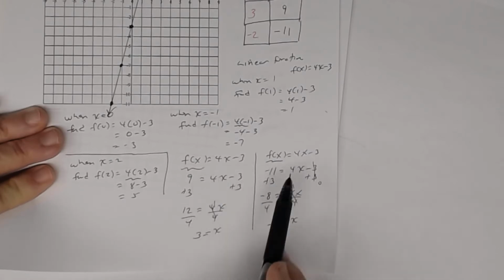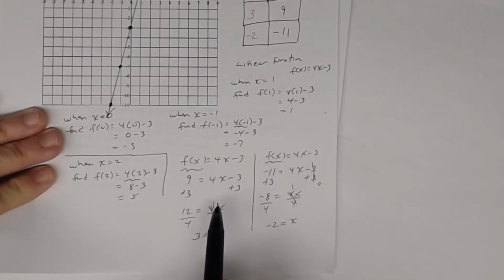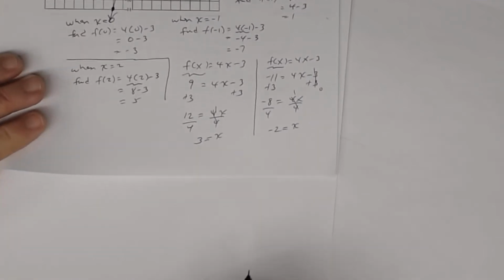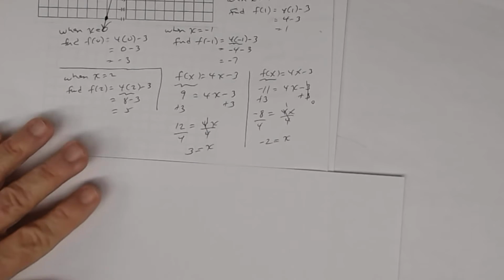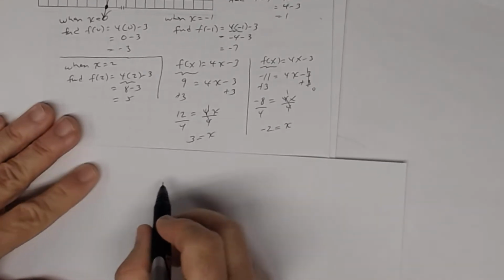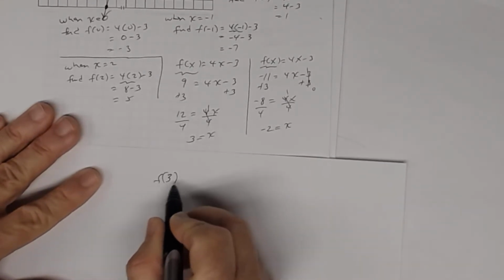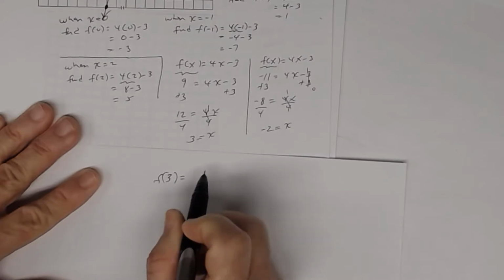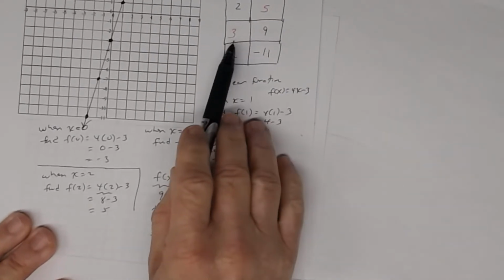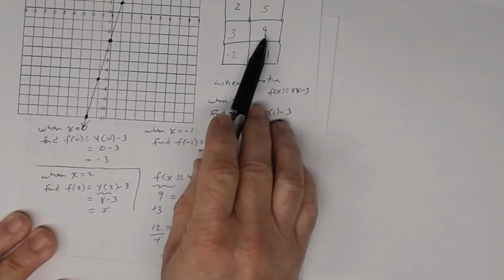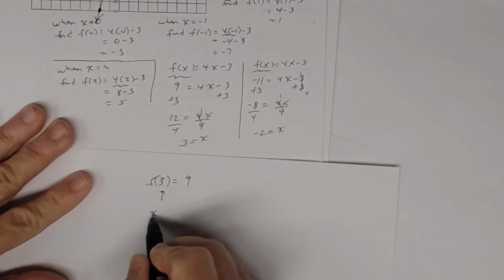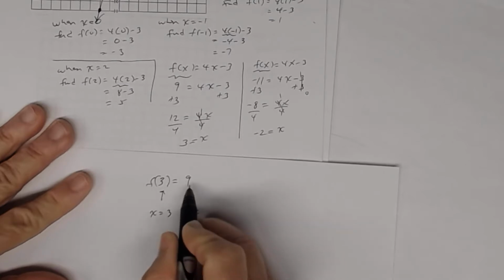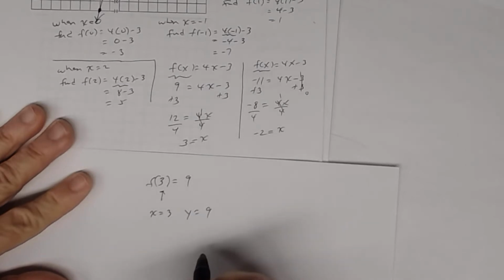Over here, these are not a good example, but we could actually use this. So let me go ahead and use that on another sheet of paper so I don't confuse you with this part. So for this one here, see, x was 3, right? So f of 3 is equal to 9, right? So that means that when x is 3, y equals 9. That's what that means.